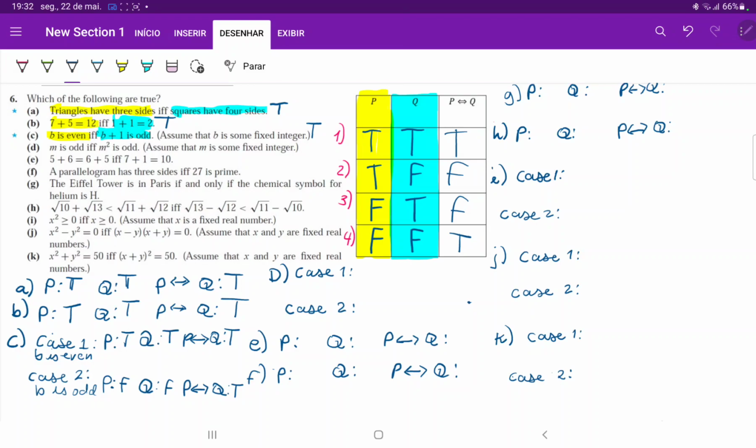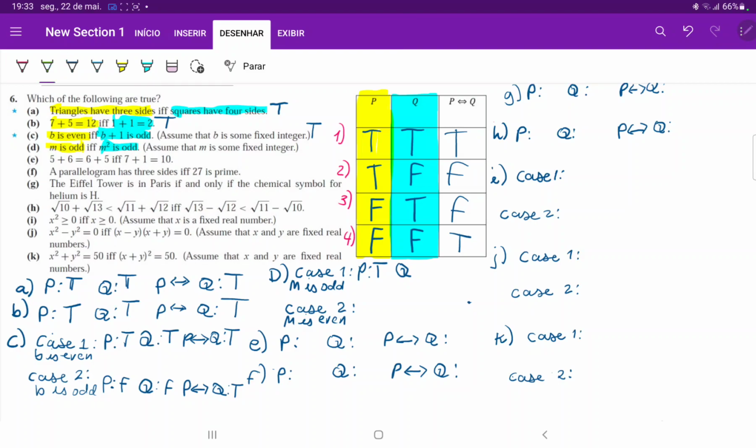M is odd if and only if M squared is odd. So once more, we do have to consider 2 cases. We don't know if M is odd or if it is even. So let's consider case 1 where M is odd, and case 2 where M is even. Okay, for M is odd, our P, which is highlighted in yellow, M is odd, so our P is clearly true. What about our Q? So we'll highlight that. M squared is odd. Is the square of an odd number also odd? And yes, it is.